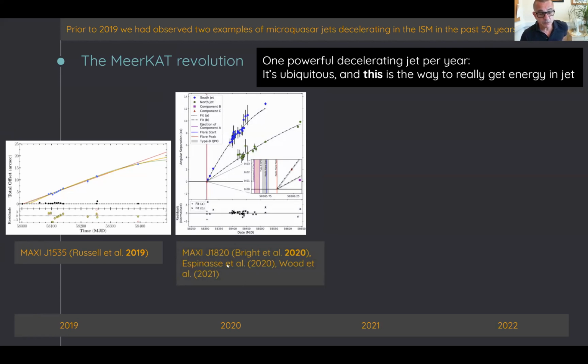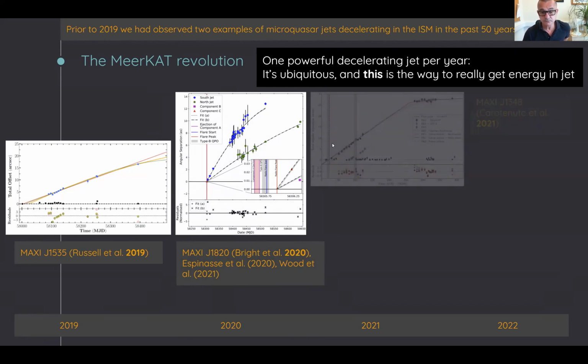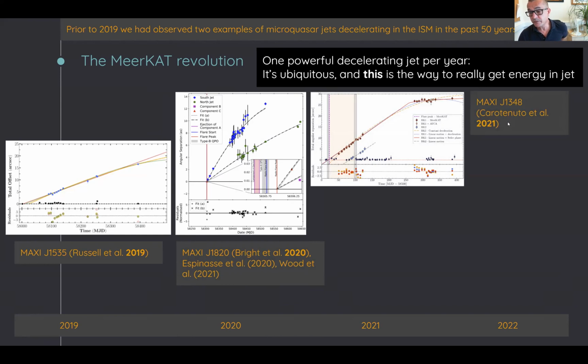Then there's the beautiful example of MAXI J1820, where the deceleration was first reported in Bright et al., also in Espinasse et al., and most comprehensively in Wood et al. In that case, you see a decelerating ejecta. Francesco Carotenuto's paper, which I think he will talk about tomorrow, shows again this quasi-ballistic phase and brightened and decelerated ejecta at separations of over 25 arc seconds in the interstellar medium.